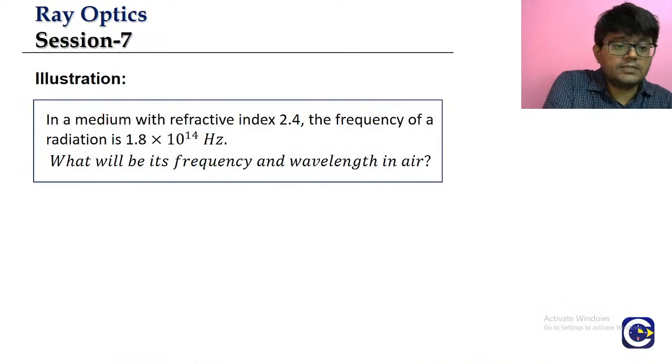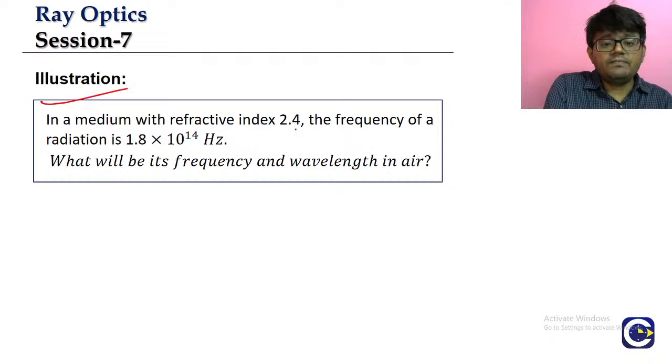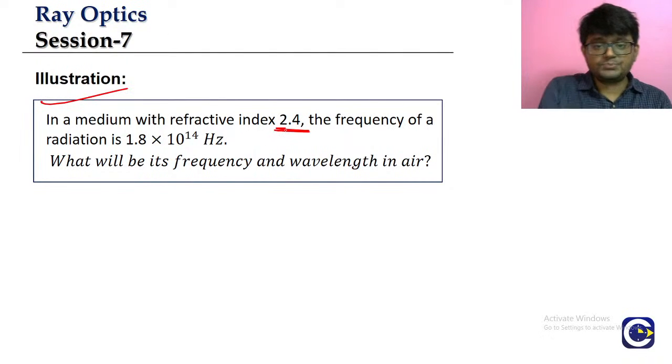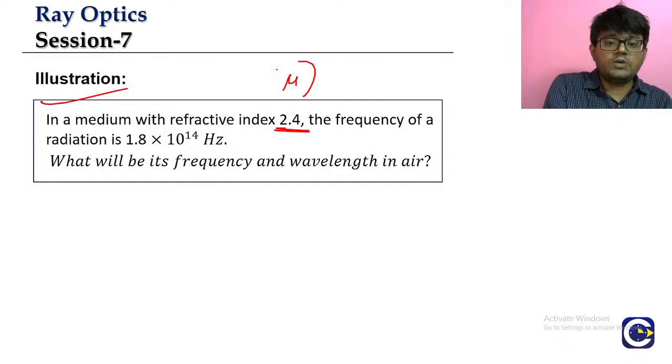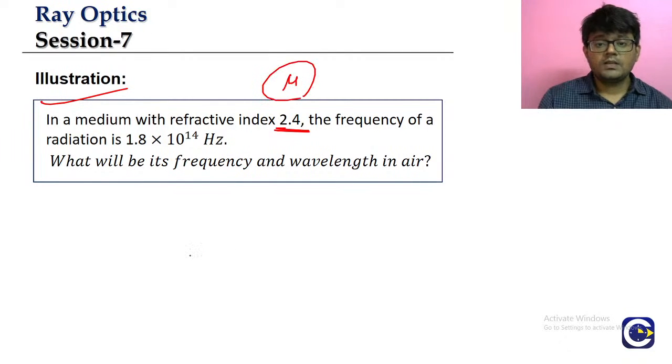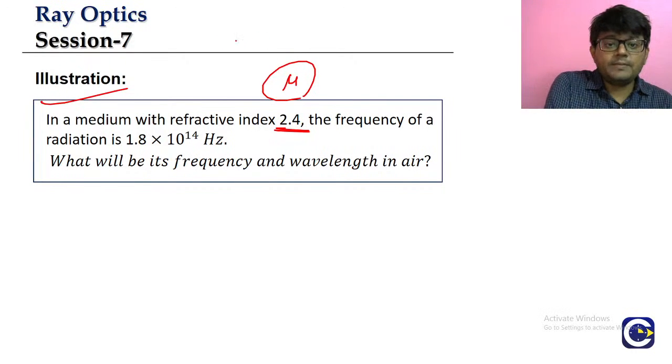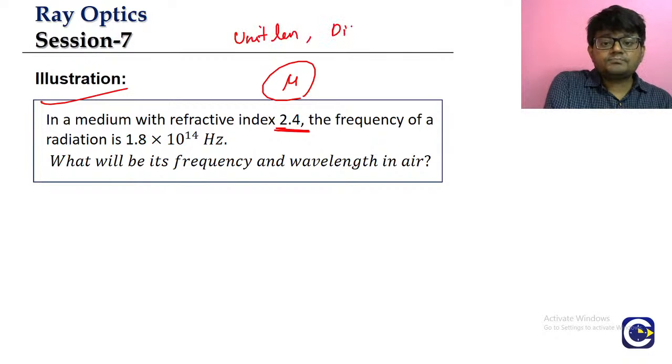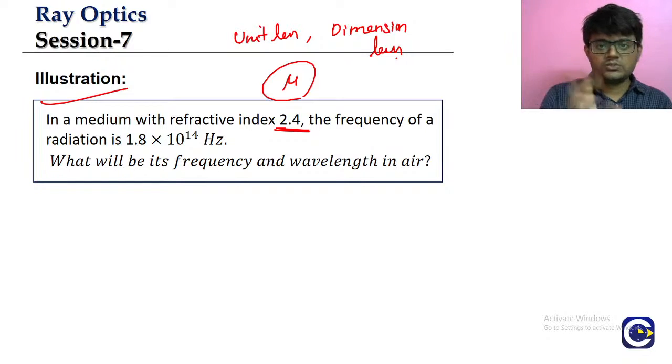Look at the next question. In a medium with refractive index 2.4, that means for the particular medium, the mu value is 2.4. By the way, guys, refractive index is a ratio, so it will be a unitless and dimensionless quantity. It will not have a unit, and it will not have a dimension.